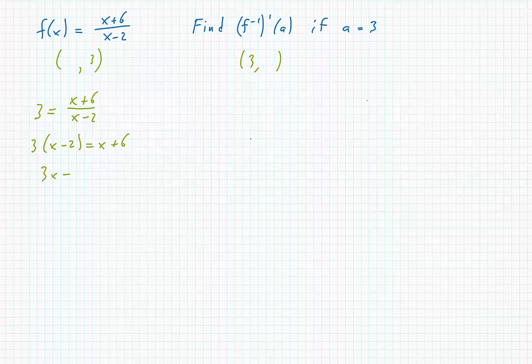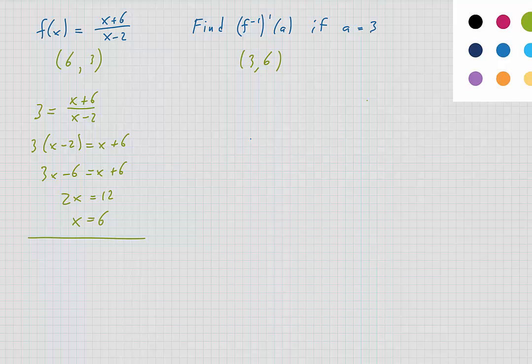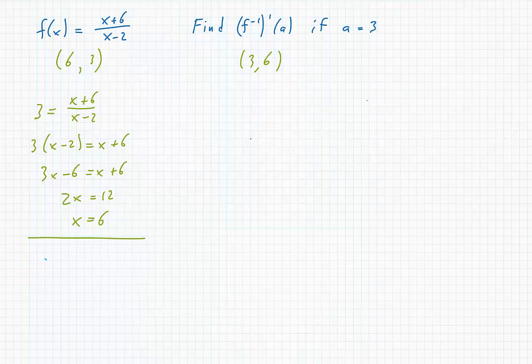That is 3x - 6 is equal to x + 6. That says 2x is equal to 12, or x is equal to 6. So our point on the original function is the point (6, 3). The point on our inverse function is the point (3, 6). Now we can go to the derivative of the original function.